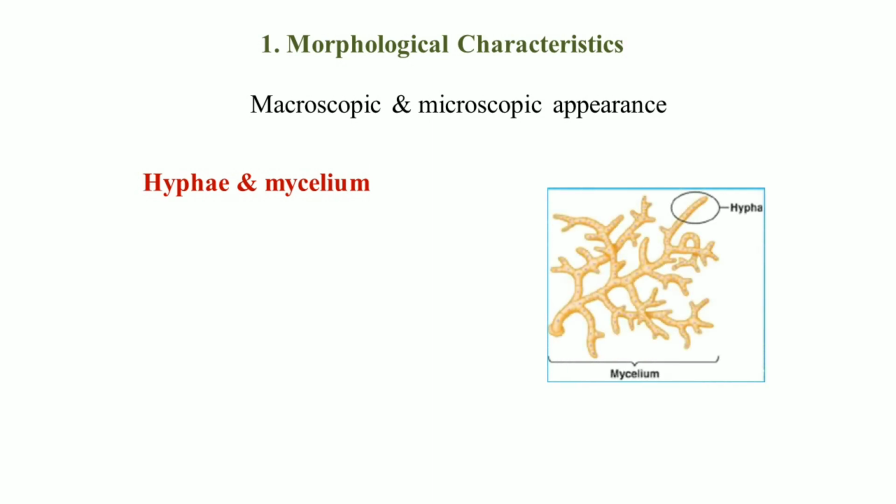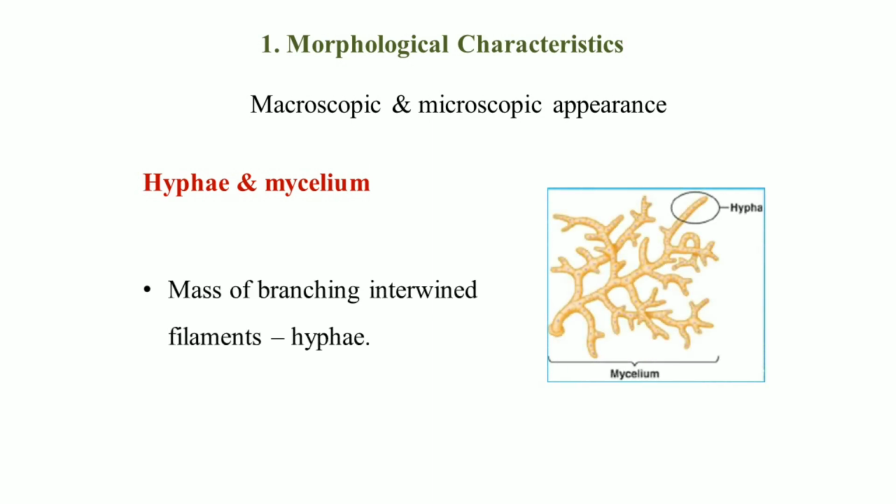Moving on to morphological characteristics. The form and structure of mold, as judged by their macroscopic and microscopic appearance, are used in their identification and classification. Hyphae and mycelium. The mold thallus consists of a mass of branching, intertwined filaments called hyphae, and the whole mass of these hyphae is known as mycelium.